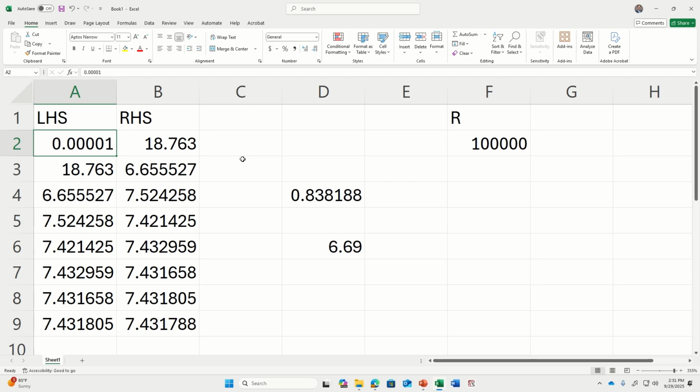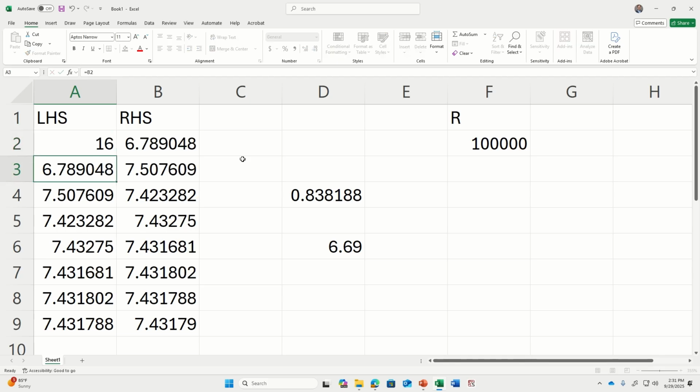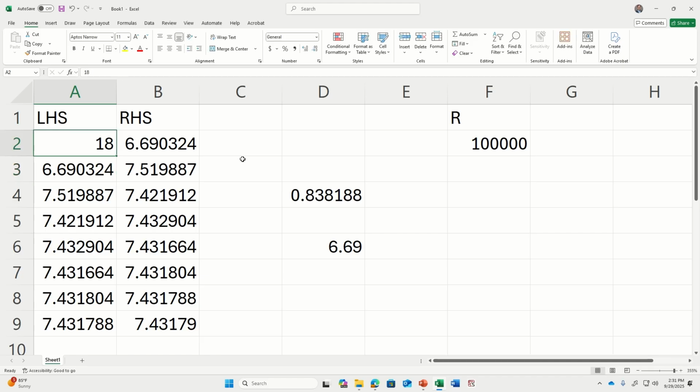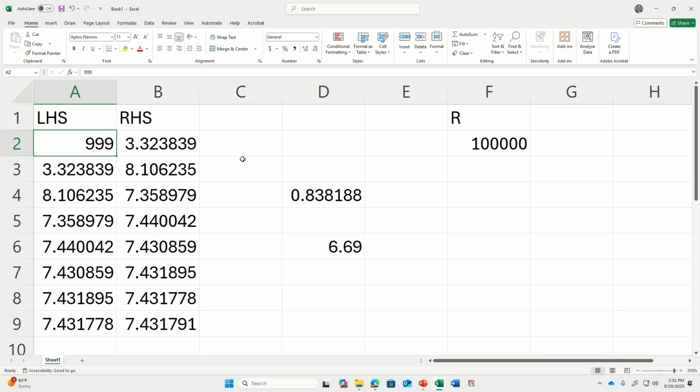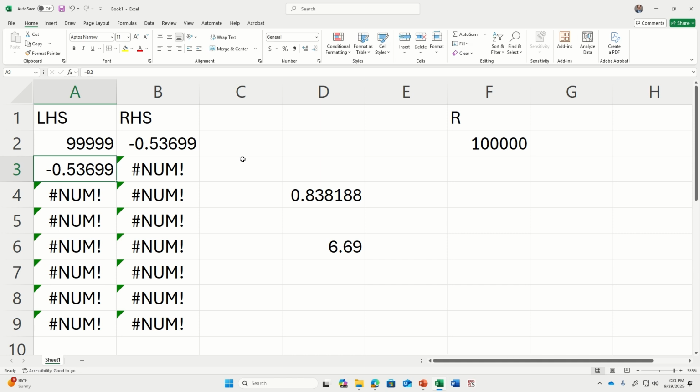Okay, the upper limit was 14, so that should converge. What about 15? It still converges. 16, 17, 18. What about 1,000? Still works. What about 10,000? Still works. What about 100,000? Okay, so it breaks around 100,000, and it doesn't converge anymore after that.